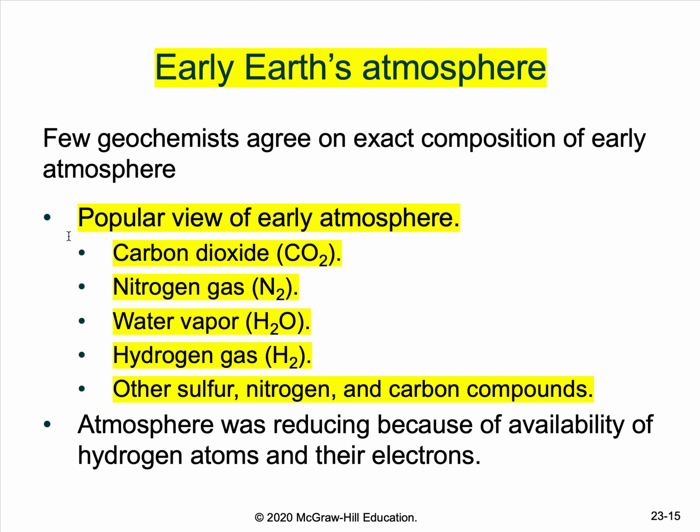But these are the gases that were in the earth before we had oxygen. So that would be CO2, nitrogen gas, water vapor, hydrogen gas, and then it says other sulfur, nitrogen, and carbon compounds. But just remember that there was no oxygen when Earth first developed.